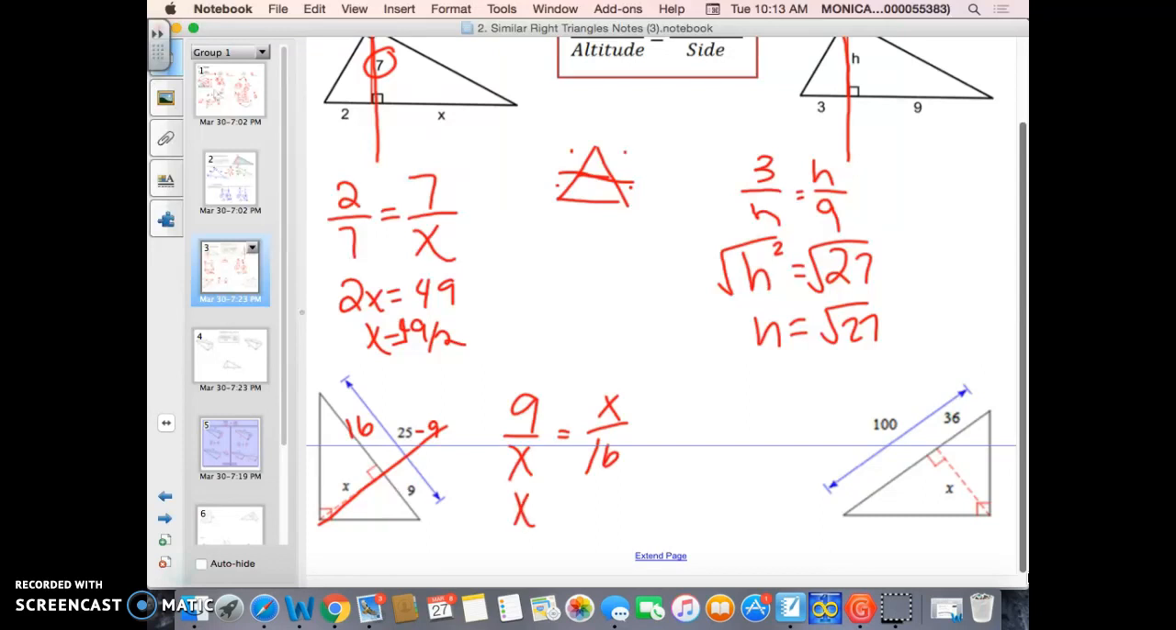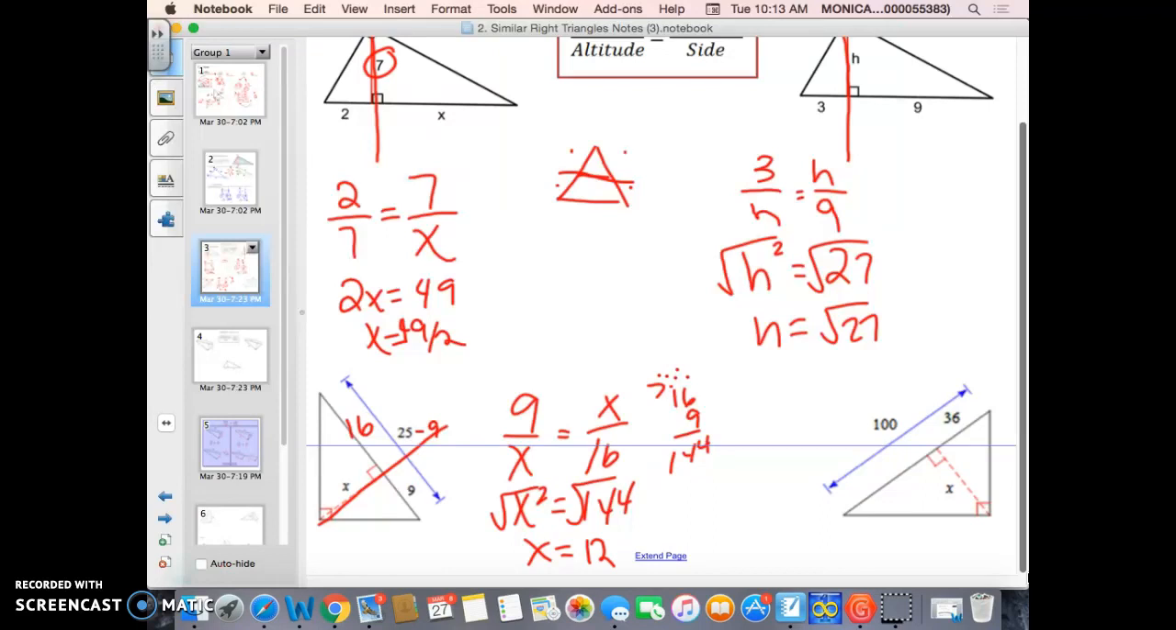So this would be x squared equals 9 times 16, which is 144. Well, this one's going to come out nice and pretty. Take the square root of both sides, so x is going to equal 12.